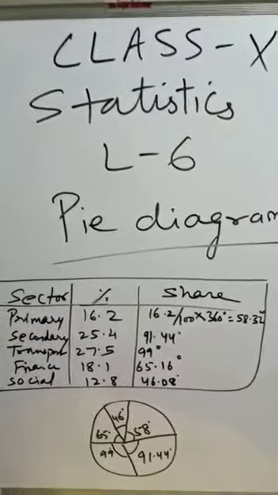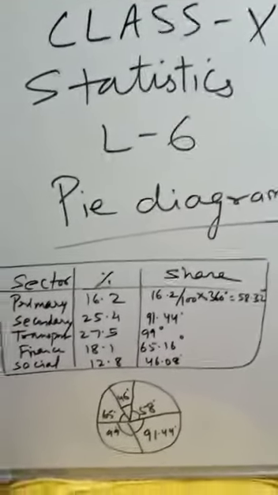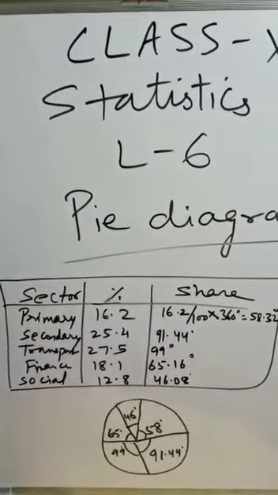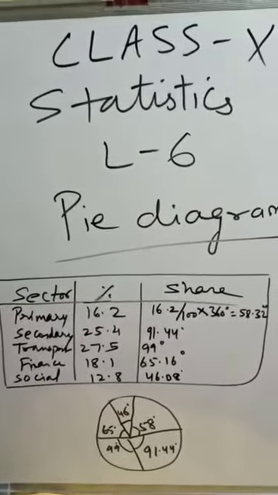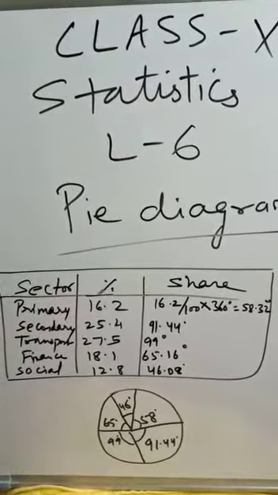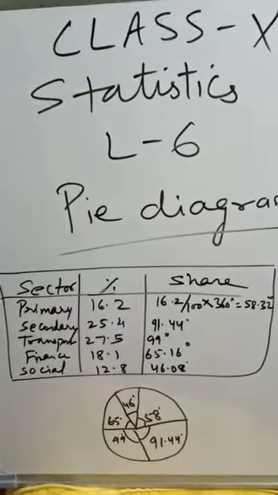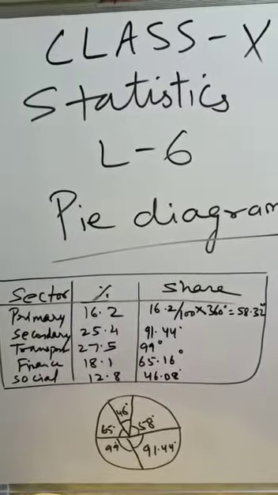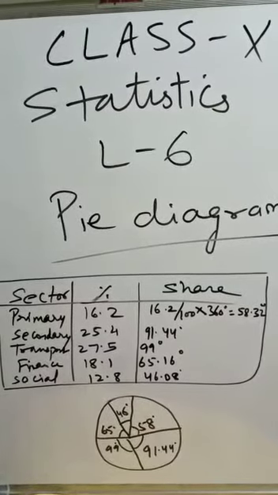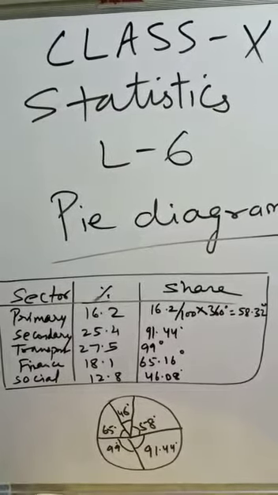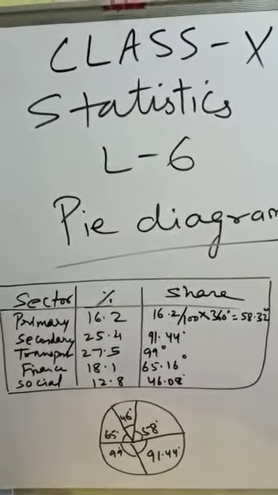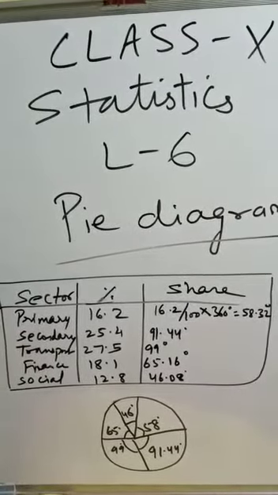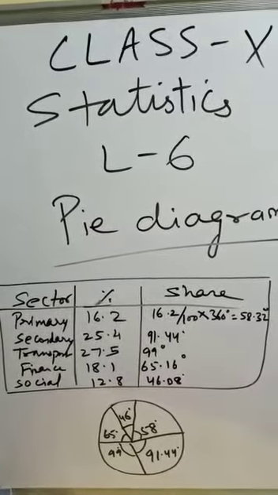Just for your convenience, I have written a question on my whiteboard showing sectors: primary, secondary, transport, finance and social, and there are percentages given in front of them. Primary 16.2, secondary 25.4, transport 27.5, finance 18.1, social 12.8.